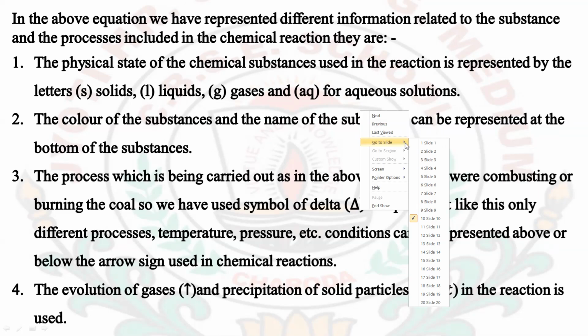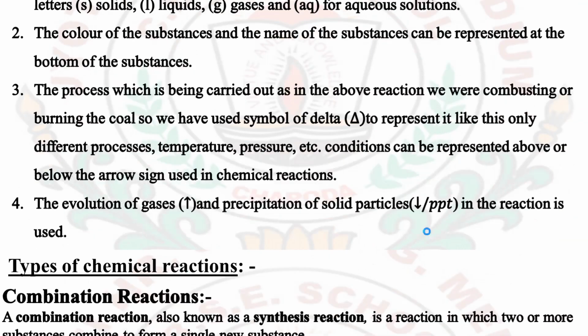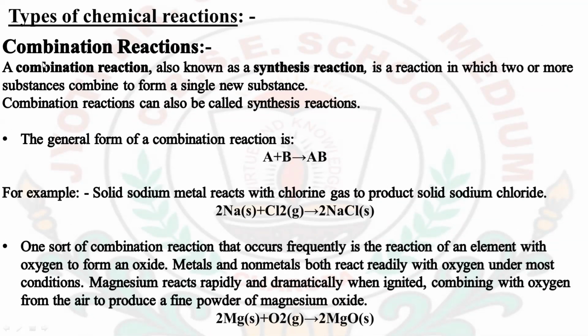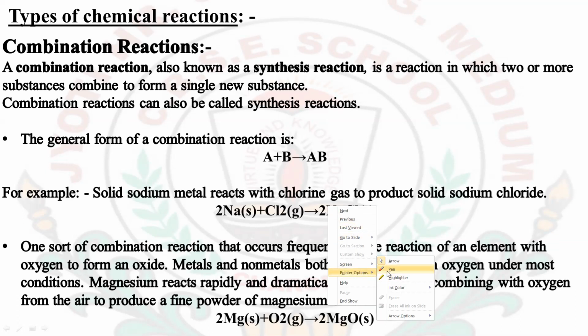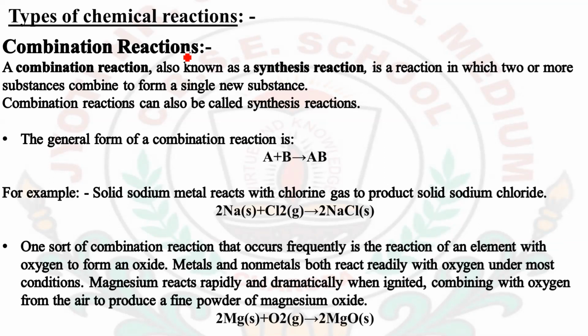Okay, next let's continue and take the next part of our chapter, that is the types of chemical reaction. What are the different types of chemical reaction we have to study in this chapter? The first type is the combination chemical reaction. So what is a combination chemical reaction? A combination chemical reaction is also known as a synthesis reaction.